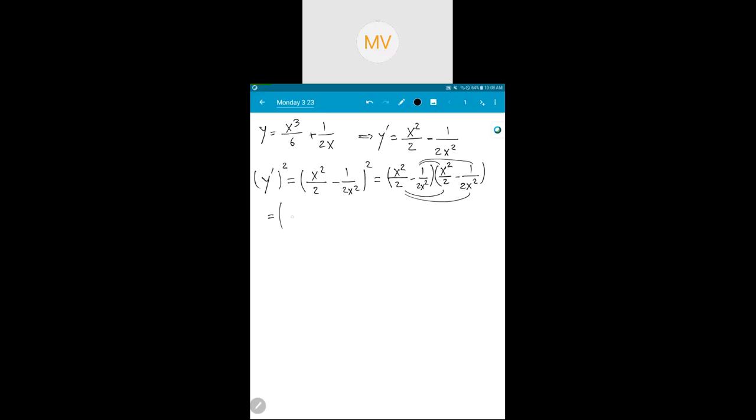Let's multiply. So we get x to the fourth over 4, right? First multiplication. Then if you look, for example, if I do the further ones, this one times that one, the x squared top and bottom cancel out, and you only get negative 1/4. Same thing with these two, with the two close ones. You also get another negative 1/4. And that last one, you square it, you get 1 over 4x to the fourth. Good?